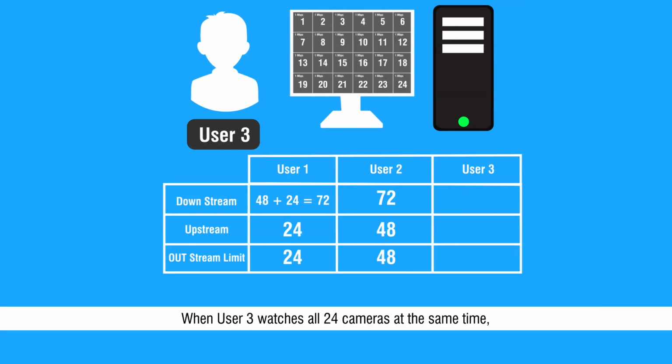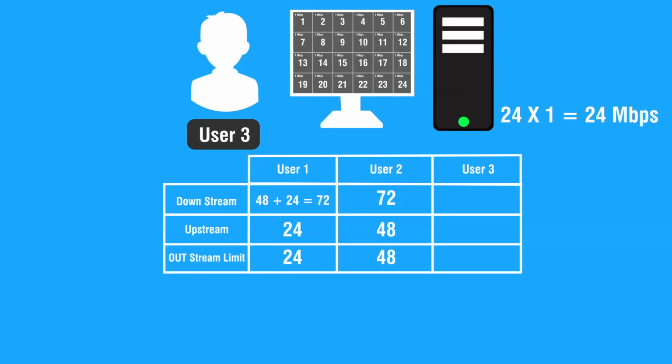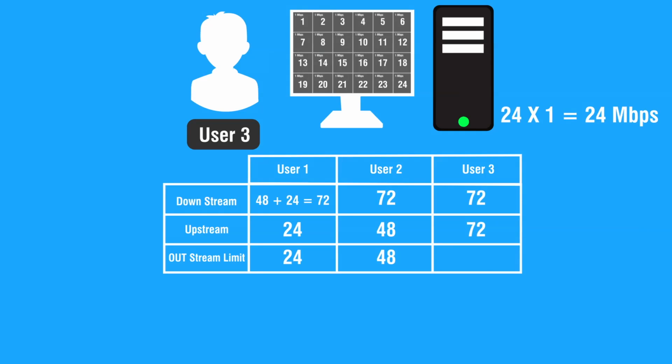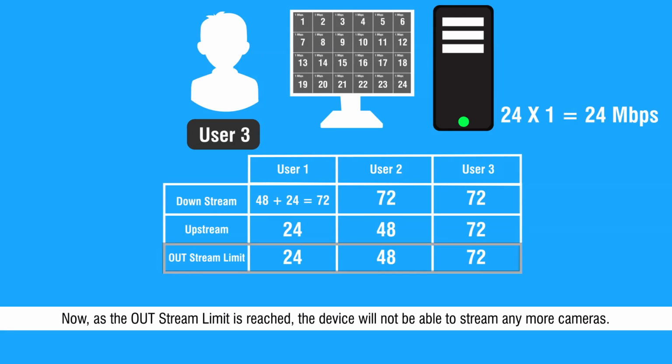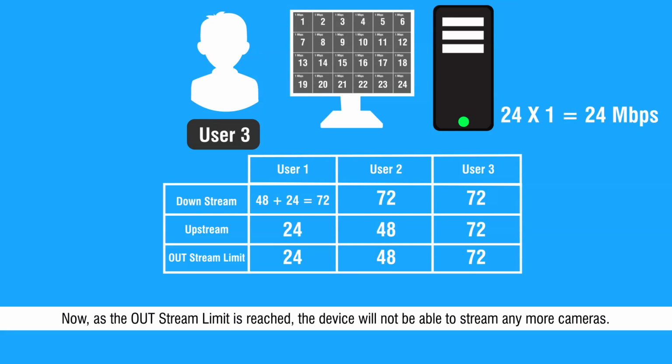When user 3 watches all 24 cameras at the same time, the bandwidth allocated to the user by SATATYA device will be 24 into 1, that is 24 Mbps. So downstream in this case is again 72 Mbps, but upstream is 72 Mbps. Also, outstream limit is 72. Now, as the outstream limit is reached, the device will not be able to stream any more cameras. If the user starts the stream anyway, maximum stream limit reached error will be displayed.